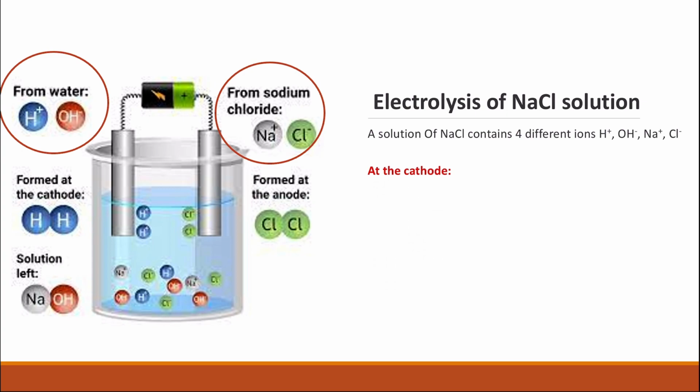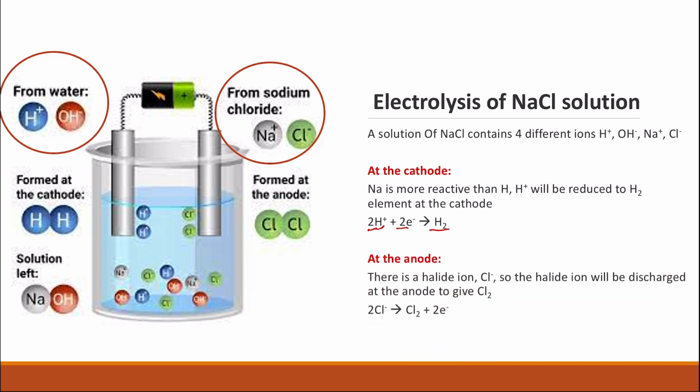At the cathode, we have sodium. Sodium is more reactive than hydrogen in the reactivity series. So hydrogen will have the priority now. The hydrogen ion is the one that's going to be reduced at the cathode. So hydrogen will be reduced to give the hydrogen element, and hydrogen gas will be produced. So the half ionic equation, two hydrogen ions with two electrons, will give you the elemental hydrogen.